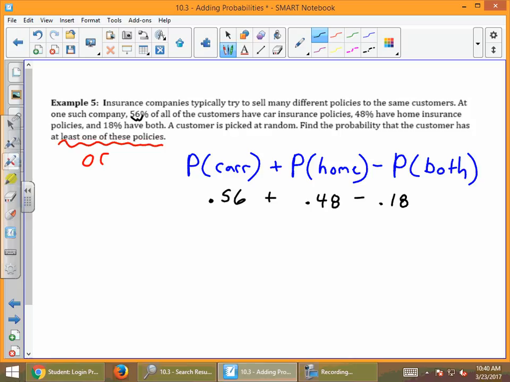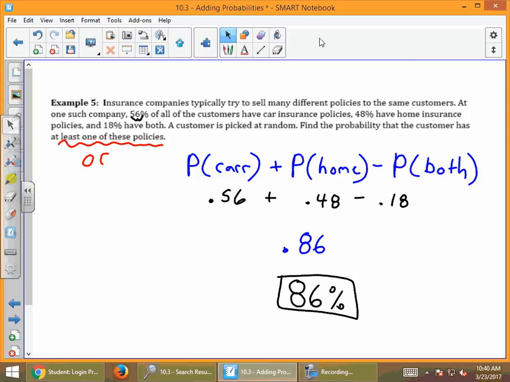Well, what is this decimal probability going to be? What is 0.56 plus 0.48 minus 0.18? You do 48 minus 18 plus 56, and that is 0.86. That doesn't really make sense, because all of our answers were measured in percent. So what do I have to do with this? Let's turn it back into a percent. Of the customers, how many of them have one or the other policy? About 86% of them. Pretty good odds. So it's going to be 14% that have neither. 86% have one or the other.